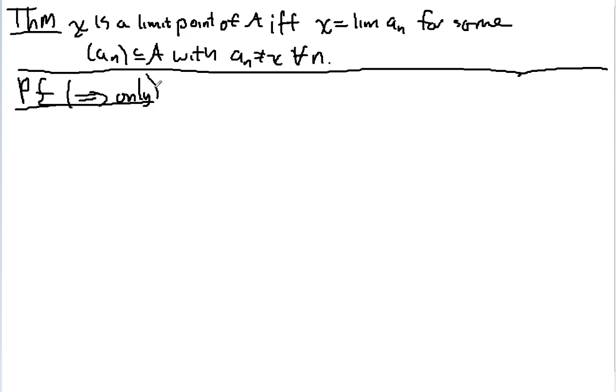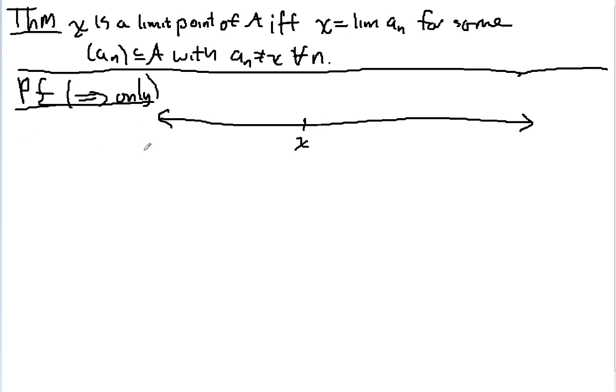Again, I'll leave the textbook for the formal language, but the idea of the proof is to think about what it means to be a limit point. So let me draw what happens. Here I have a number line, and here's my point x. Now, x is a limit point.